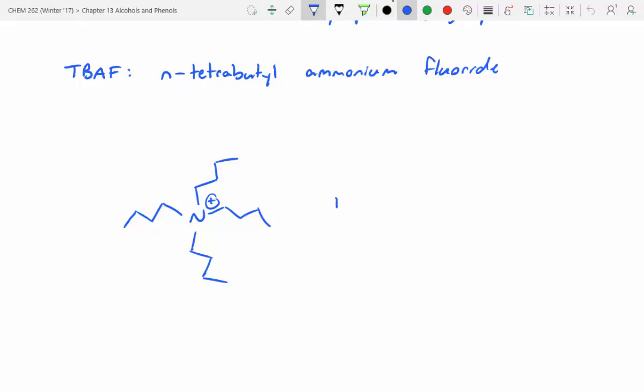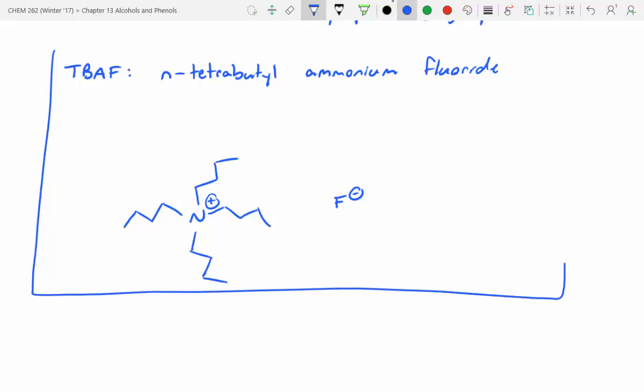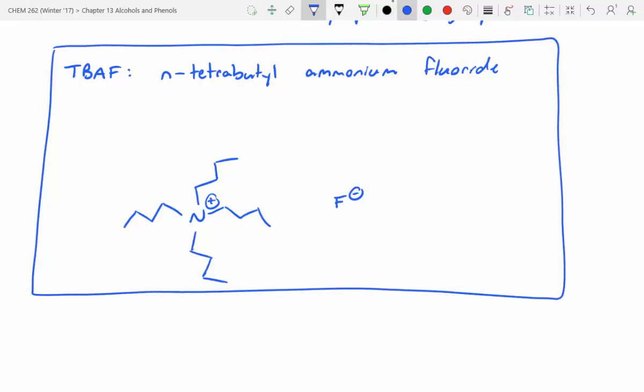And then we just have fluoride floating around as a negative charge. So this is a really nice reagent for removing any of those silyl-based protecting groups. Kind of like one of our catalysts, similar to a lot of phase transfer catalysts. Oftentimes these alkylated ammonium salts are very, very amphiphilic. They'll go into both aqueous and organic layers. So tetrabutyl ammonium fluoride is a nice reagent.